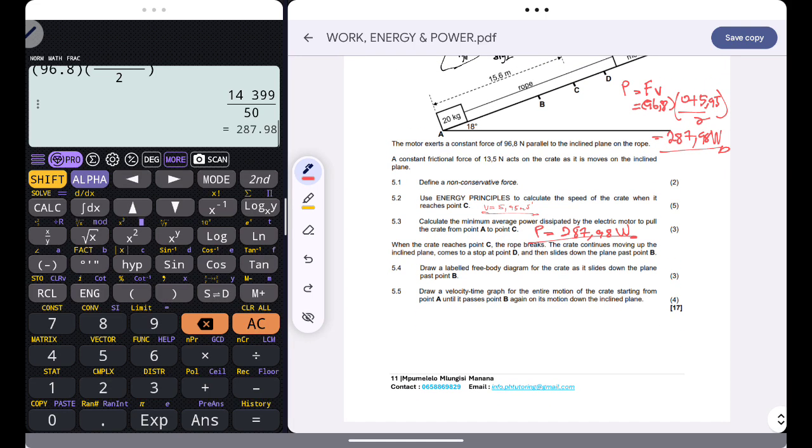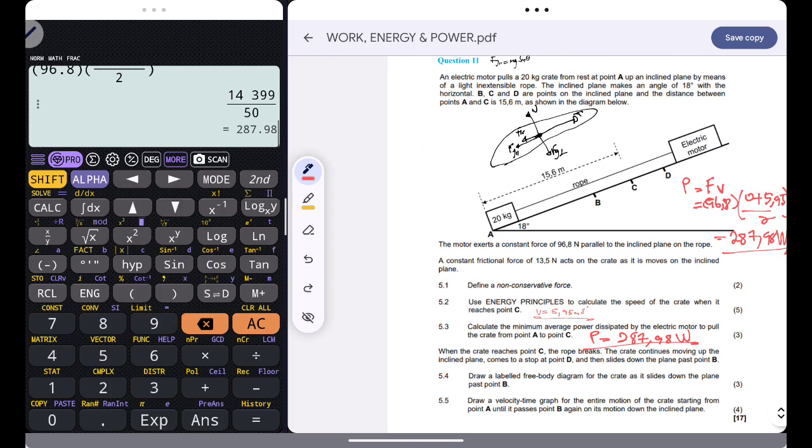Okay, and then we are told that when the crate reaches point C, the rope breaks. It breaks, and then the crate continues to move up the inclined plane and come to a stop at position D, and then slide down past position B. Okay, we must draw a free body diagram for the crate as it slides down past position B.